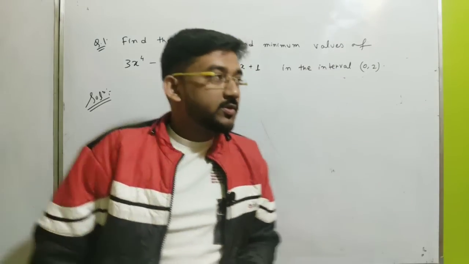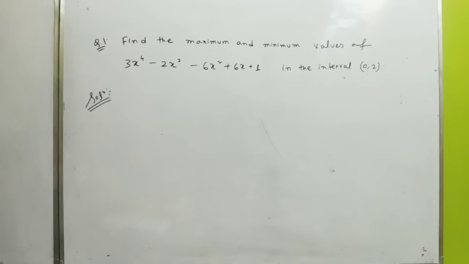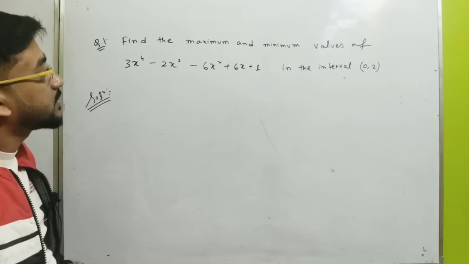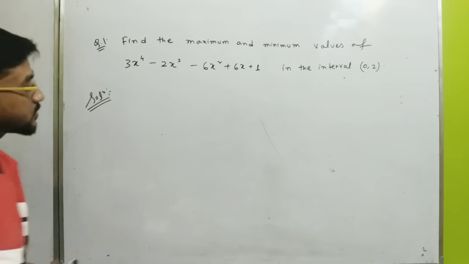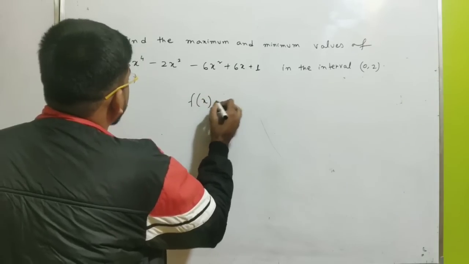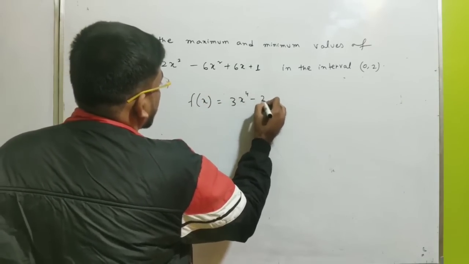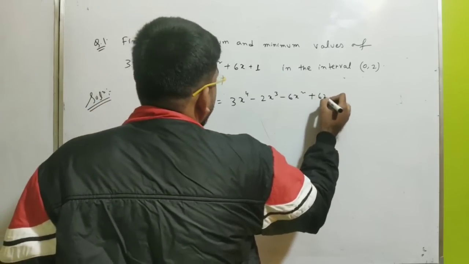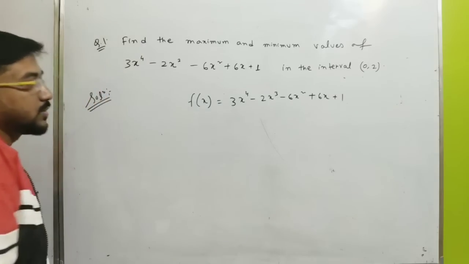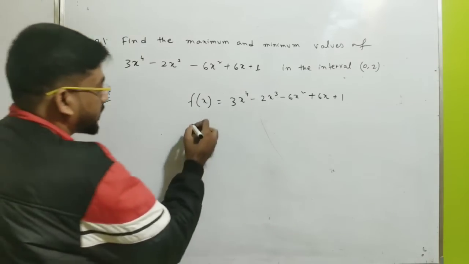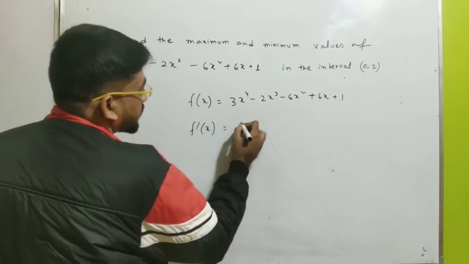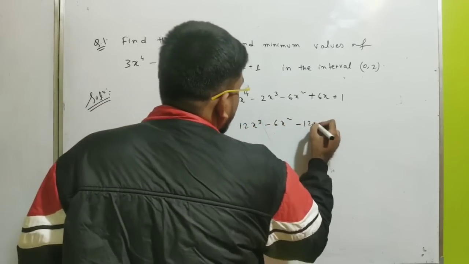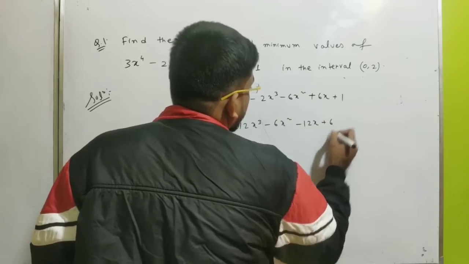So now let me solve this question. The question is, find the maximum and minimum values of 3x to the power 4 minus 2x cube minus 6x square plus 6x plus 1 in the interval 0, 2. So here we can take f of x as 3x to the power 4 minus 2x cube minus 6x square plus 6x plus 1. What do we have to take first? We have to take the first differentiation, that is f prime x. So it will be 12x cube minus 6x square minus 12x plus 6.